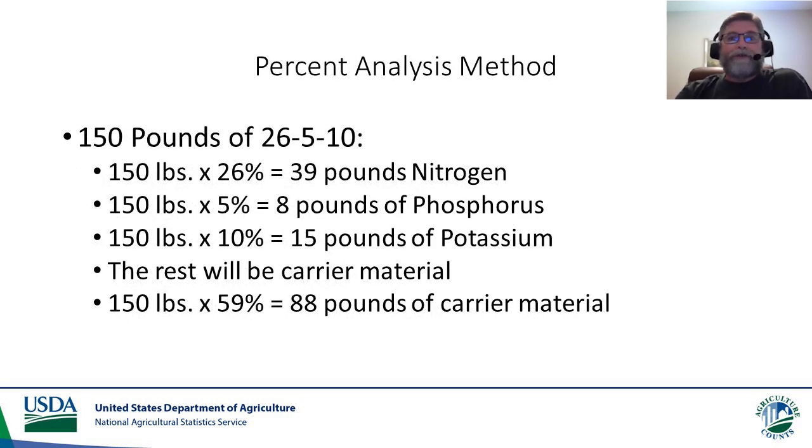So doing the math for a given quantity of fertilizer, say 150 pounds of 26-5-10, what this means is that 26% of 150 pounds equals 39 pounds of nitrogen, 5% of 150 pounds equals 8 pounds of phosphorus, 10% of 150 pounds equals 15 pounds of potassium. The rest will be carrier material, so the remaining 59% of 150 pounds is 88 pounds of the carrier material. As we just demonstrated with 26-5-10, each of those numbers represent the percentage of that nutrient in that fertilizer. This is essentially the percent analysis method.